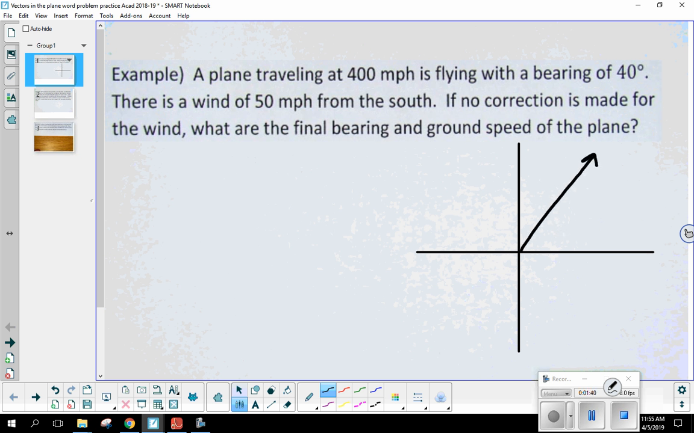So let's say this right here represents the plane. Let's go ahead and say P. Okay, so this would be 40 degrees, and the plane is traveling 400 miles per hour. Now, again, the wording on this is kind of unusual. It says there's a wind of 50 miles per hour from the south. So if it's blowing from the south, that means it's actually blowing what direction? It's actually blowing up, so north. Okay, so if this represents 400, let's say that this little one right here represents the wind, that's going to be 50.